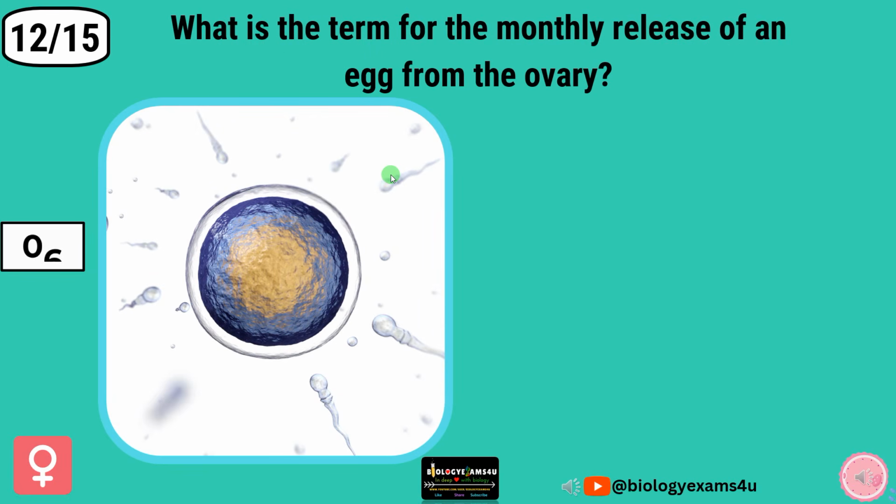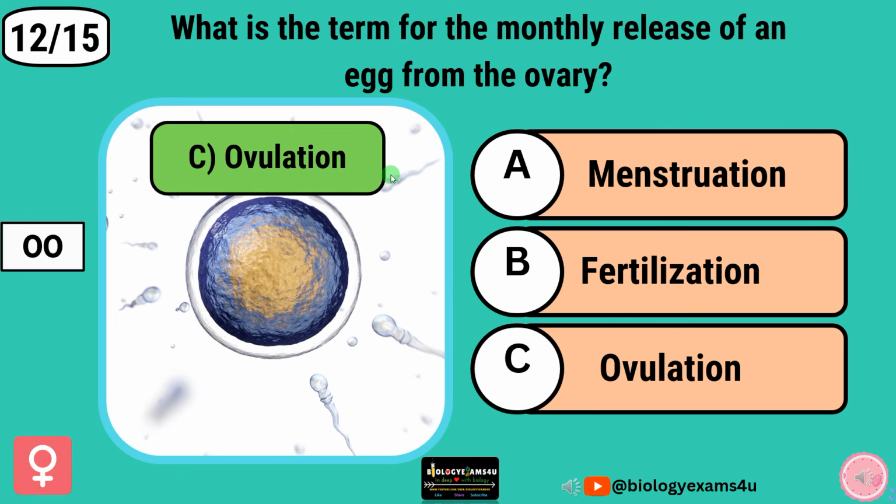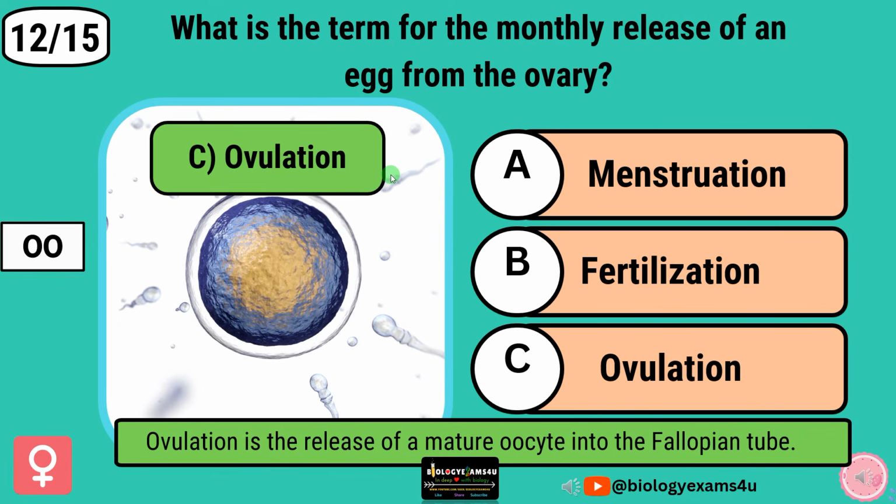What is the term for the monthly release of an egg from the ovary? Option A, fertilization, ovulation. It's called ovulation. Ovulation is the release of mature oocytes into the fallopian tube.